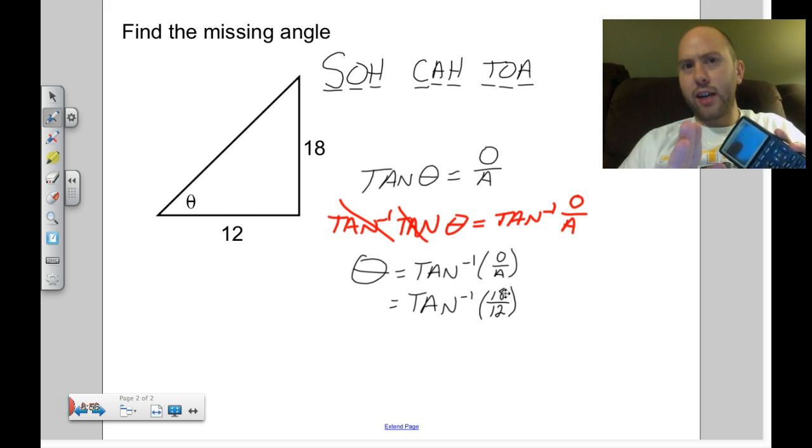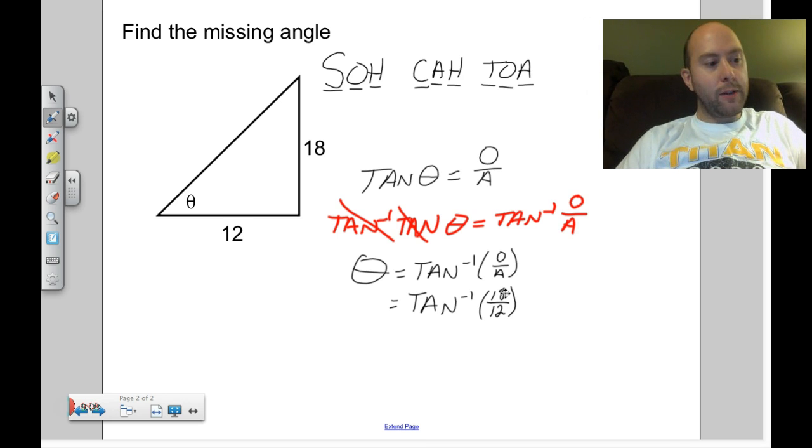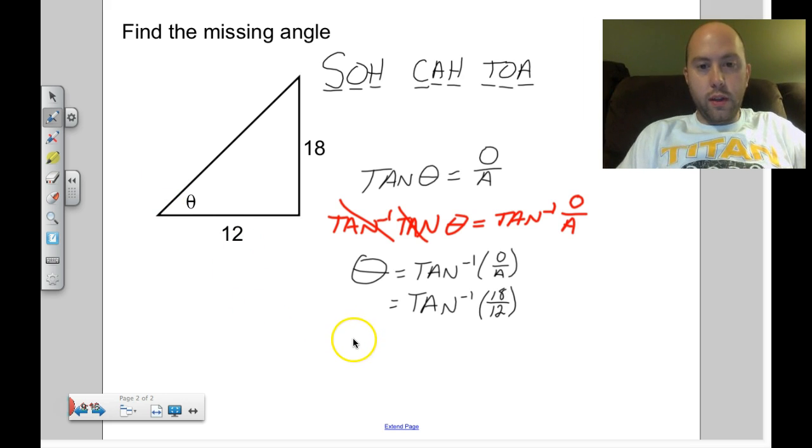It all depends on your calculator, so I'm going to give you the answer. Use the calculator you have. iPhones can also do this. Use the calculator you have to see if you can get the same answer, and that's how you'll figure it out. But I get an answer of 56.3099. There's a bunch of other numbers, but I'm just going to write that down. Whoa, and that's not my final answer.